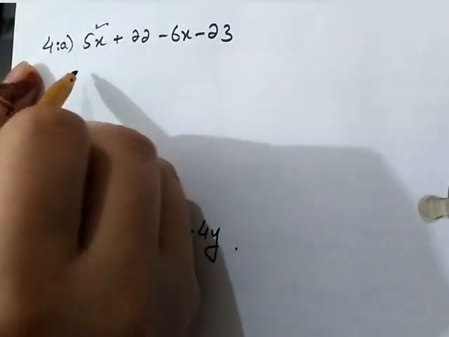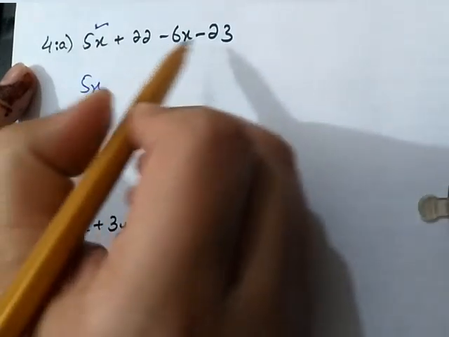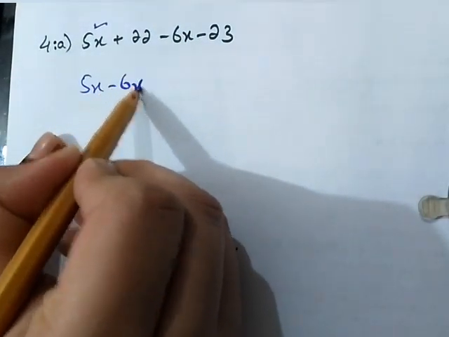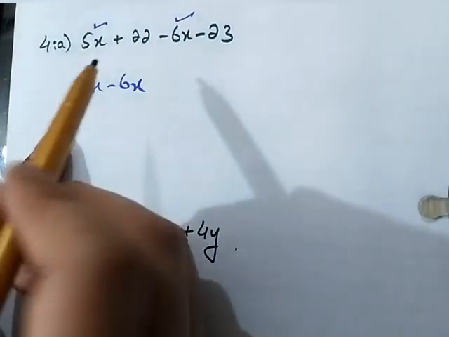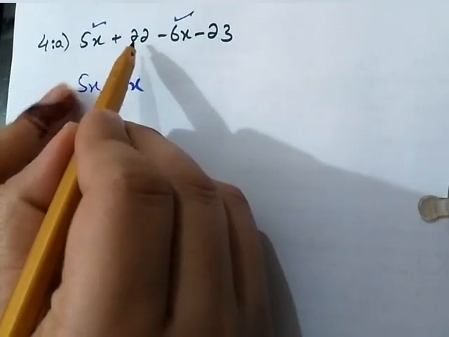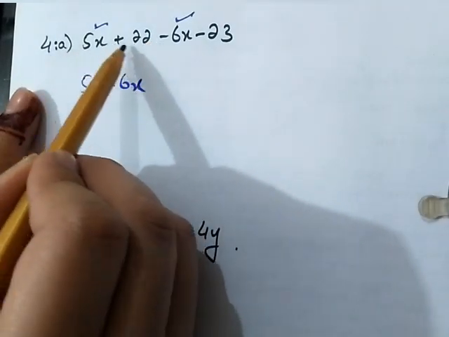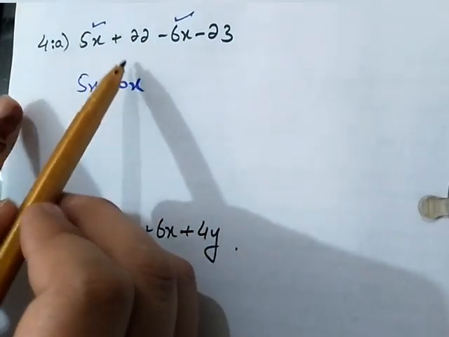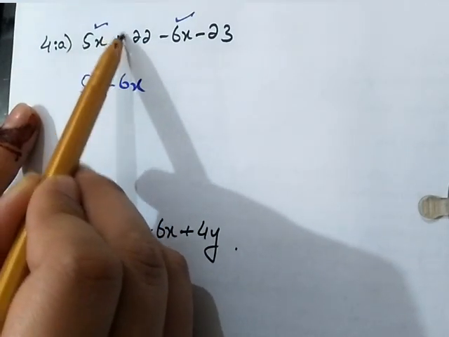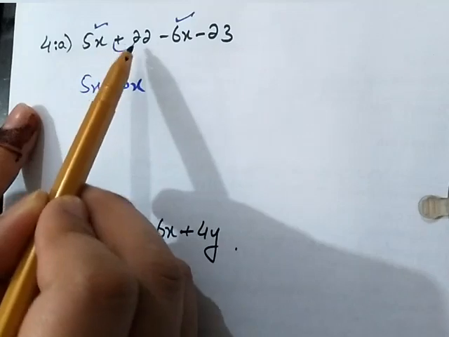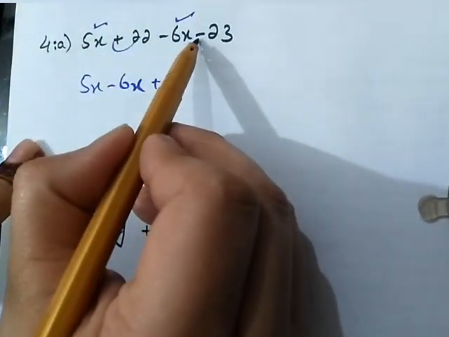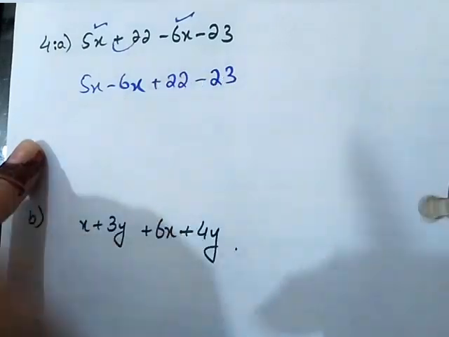Just write out the variable together, 5x, then what is the next variable statement, that is minus 6x. Done with these two terms. Now what is the constant here, 22, and we must put the sign of 22. What is the sign of 22, this or this one? Whenever you look at a term, the sign in front of this term will be the sign of that term. So this plus is of 22, plus 22, then minus 23.